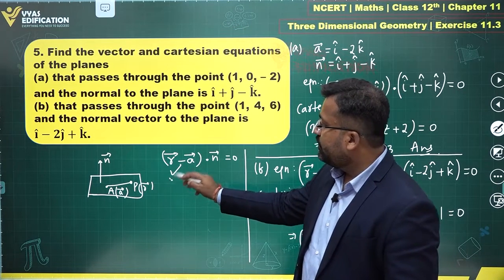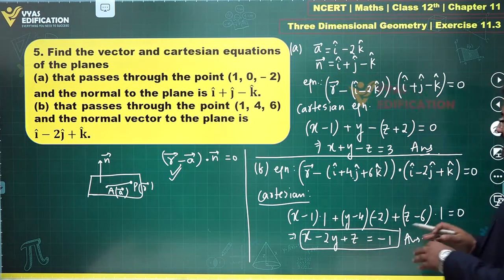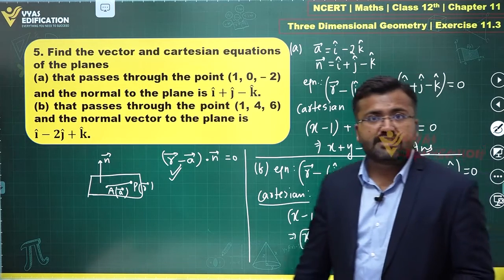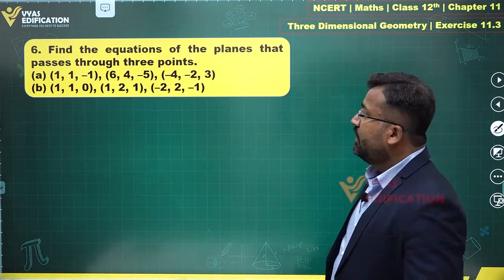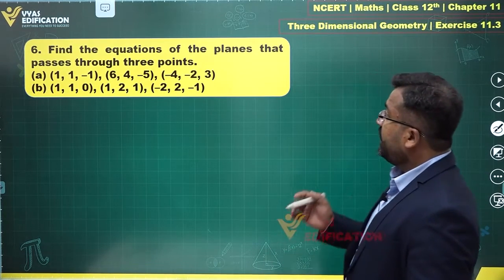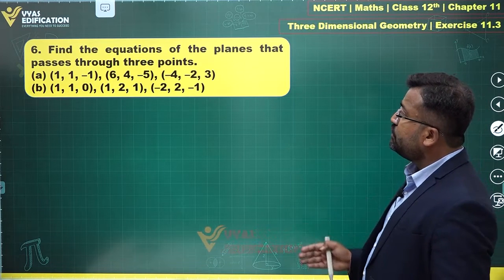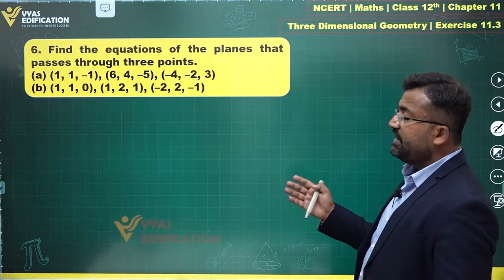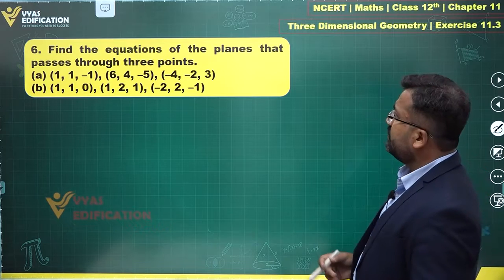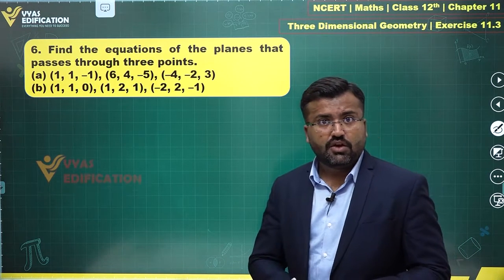And this is how you have to begin with. Right? That's the complete solution of this question number 5, as you can see over here. Question number 6 says, find the equations of the planes that passes through 3 points, this and this. How do you find the equations of the planes that passes through the 3 points over here?